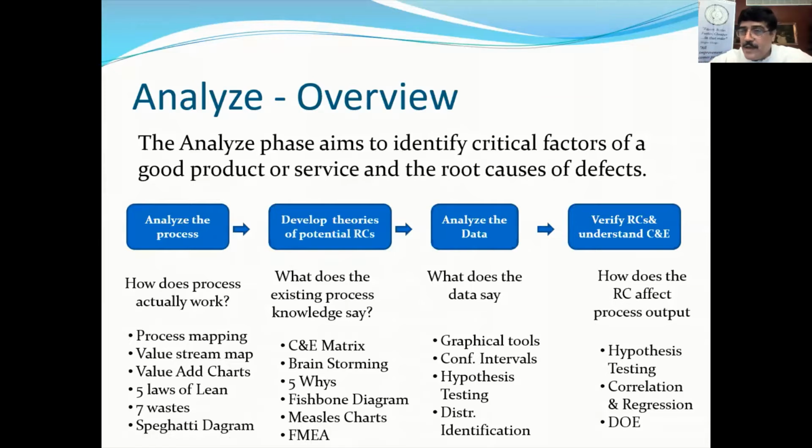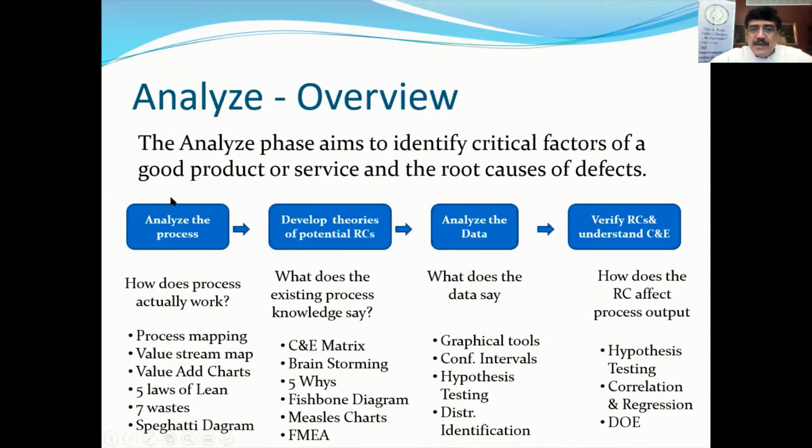Now that we've defined the problem, we took the data, we measured it in the measure phase, and we've seen how we are performing against our customer specification. Now it's time to analyze the problem, if we decide that there is a problem. Because at the measure phase, you need to decide, is it a problem or is it not? If you decide that you have a bad performance, then you're going to the analyze phase.